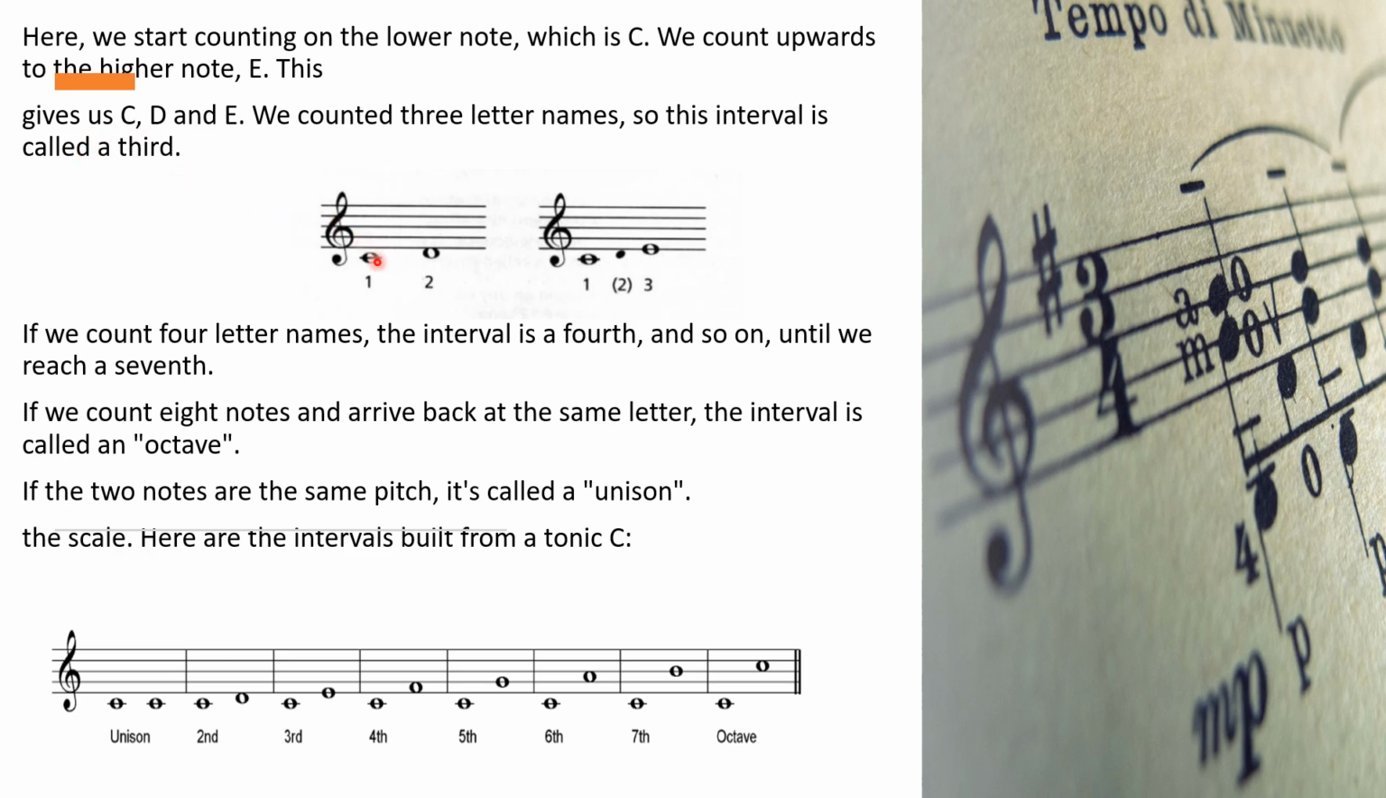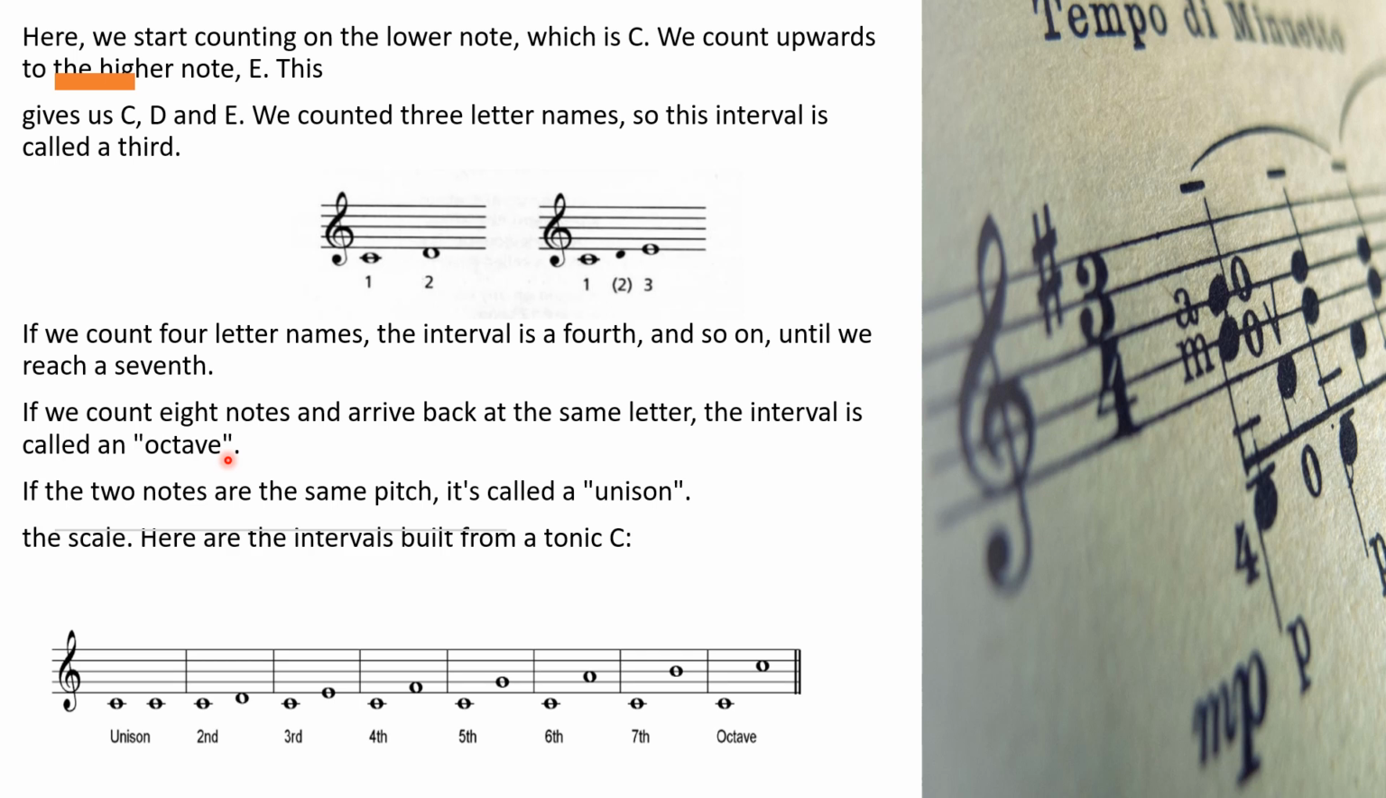Looking at this picture here, it gives us a clear pictorial view of how to count. The first note here, which is on the line, is 1, the second one is 2, and the third one in line is 3, as against counting maybe from the space to the line. Now if we count 4 letters, the interval is going to be the fourth interval.